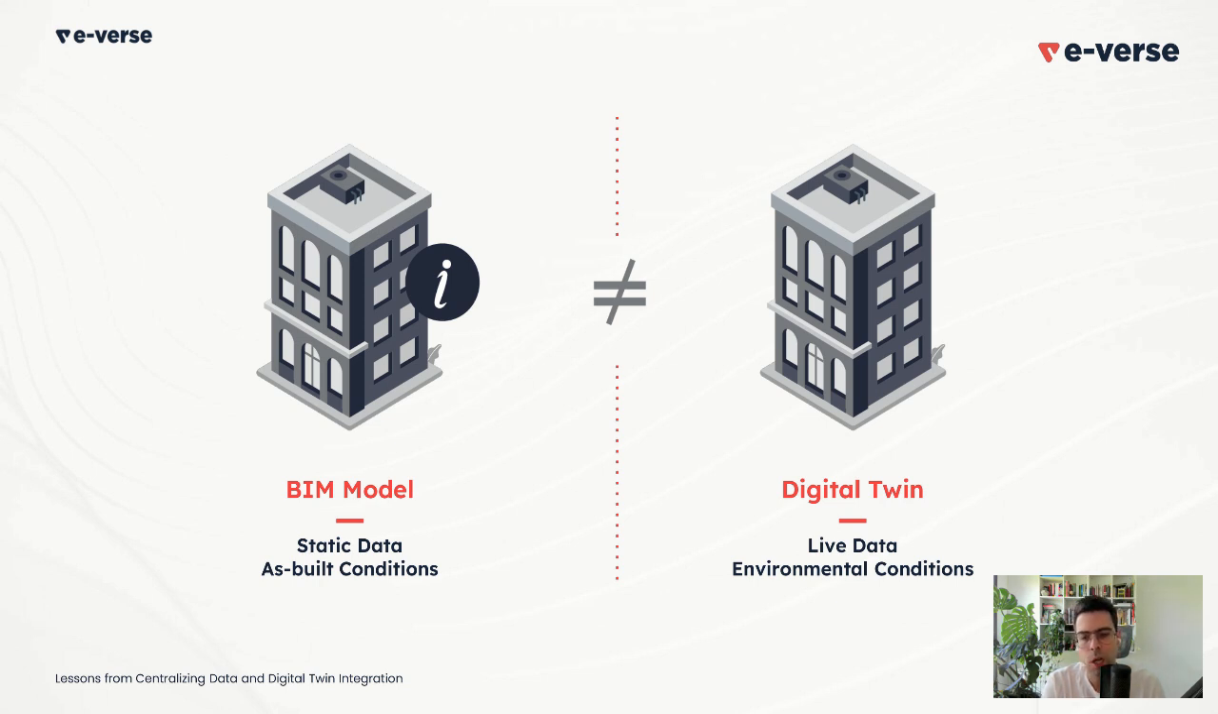A BIM model is just static data, and it's following as-built conditions. The digital twin, in contrast to the BIM model, has live data. So, for example, how many people are currently in the building, the status of all the services, environmental conditions, etc. So it's much more than just the 3D geometrical representation of a building.